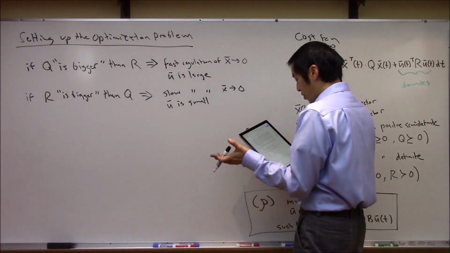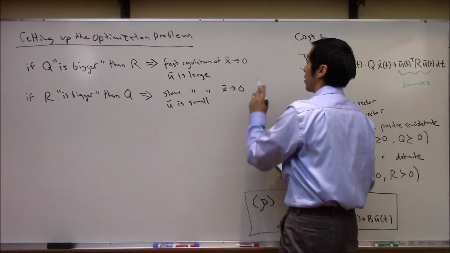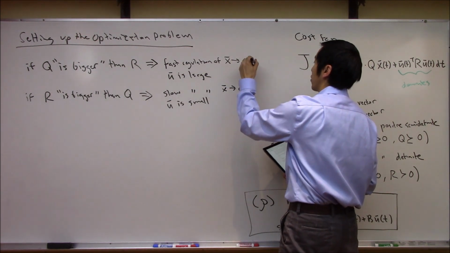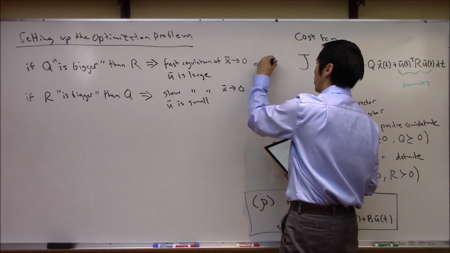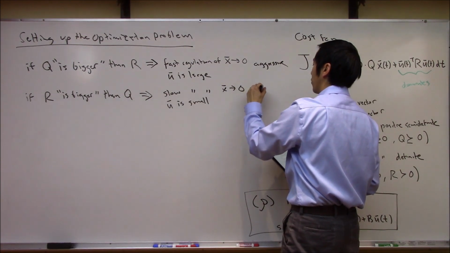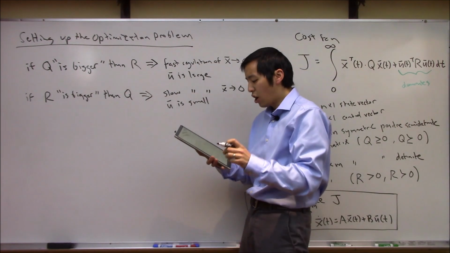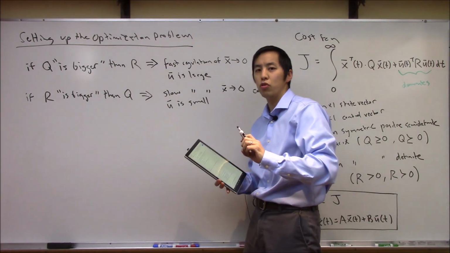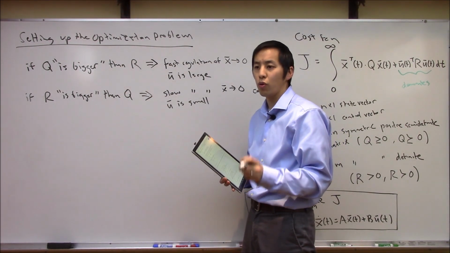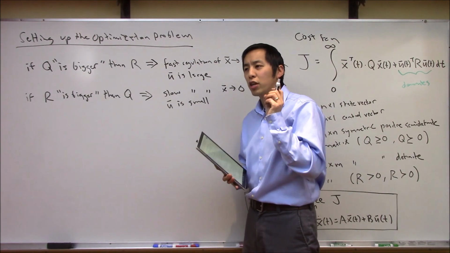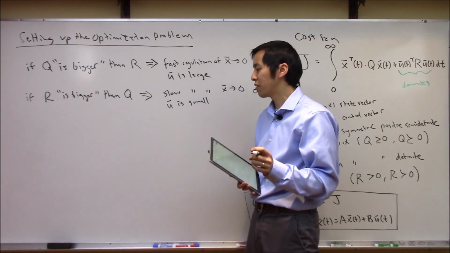right? So this is really interesting. You end up with the first case, which is like an aggressive controller, right? And down here you have a conservative controller. So we see that Q and R are these knobs that are going to allow us to tweak the controller depending on how much we care about the states and controls.